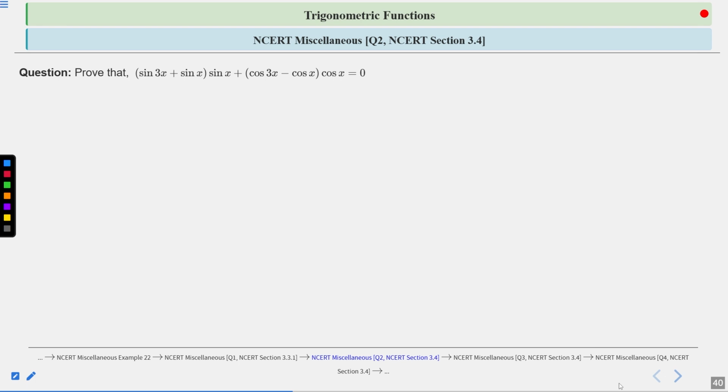NCERT miscellaneous exercise question number 2, which says prove that sin 3x plus sin x into sin x plus cos 3x minus cos x into cos x equal to 0, right? You have to prove this. Again, you have some time to solve or think about this question. After that, we will move to the solution part, right?